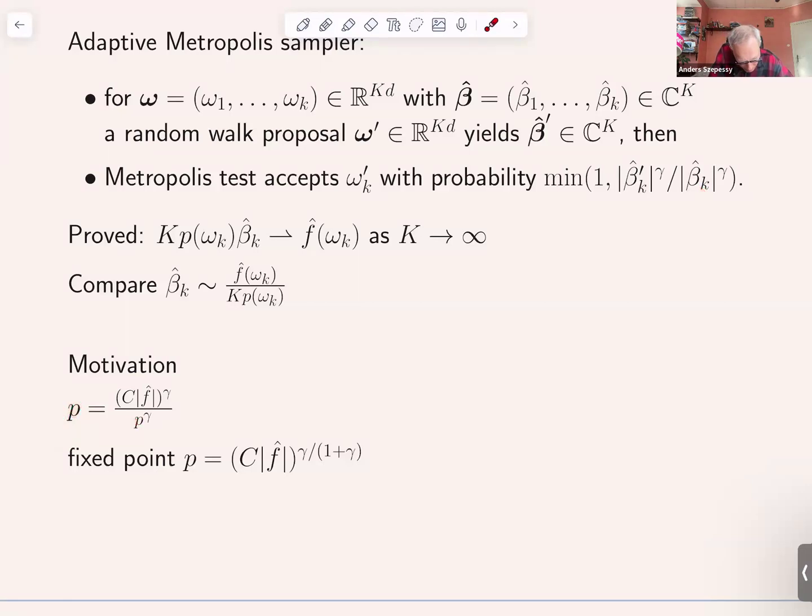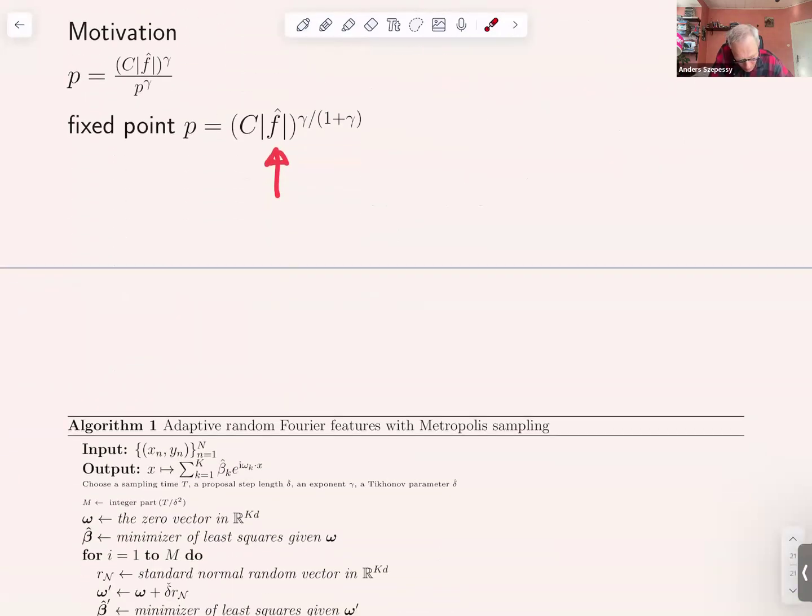And then to have a fixed point in this relation means that the density will be proportional to the Fourier transform of the function, to the power gamma over 1 plus gamma. And if gamma is large, we will almost sample from the optimal density.